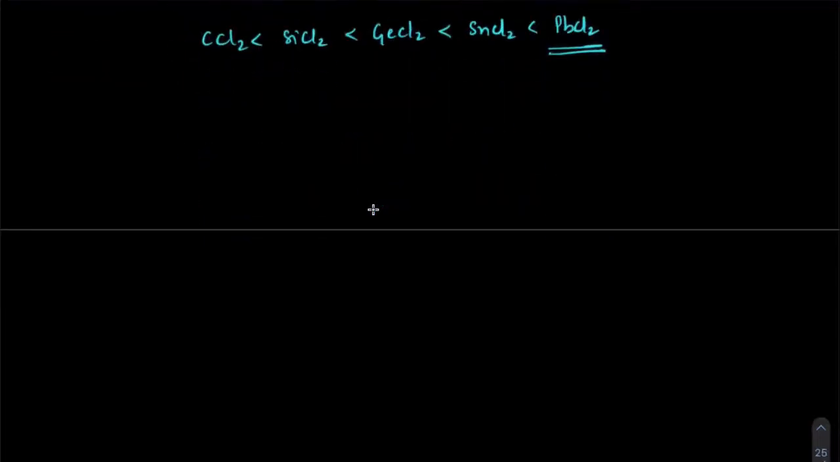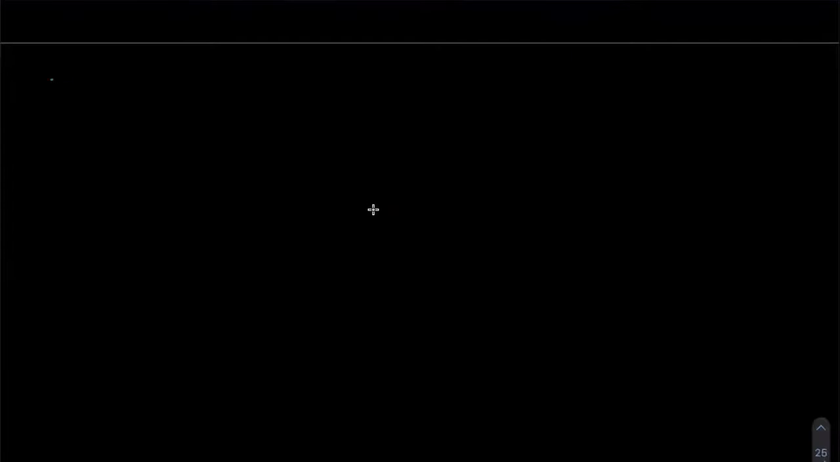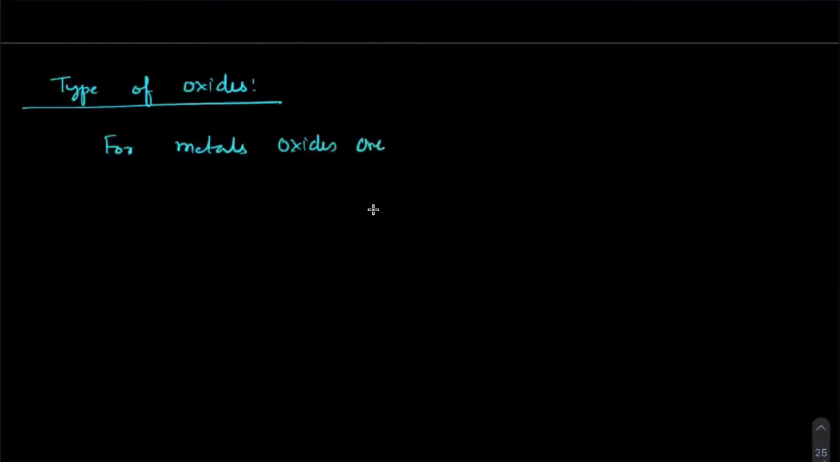Last thing is about the type of oxides in the periodic table. The nature of oxides could be metallic or non-metallic, which means they would be basic or acidic. When it comes to metals, oxides are usually basic, and this does not include the d block.